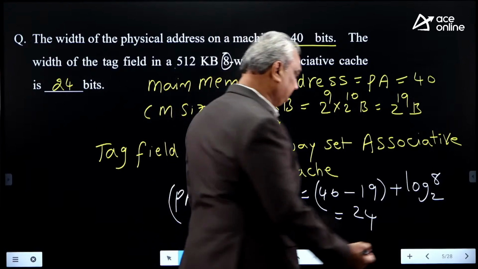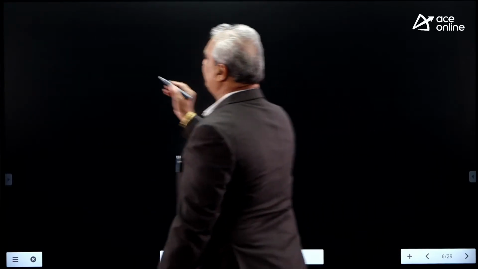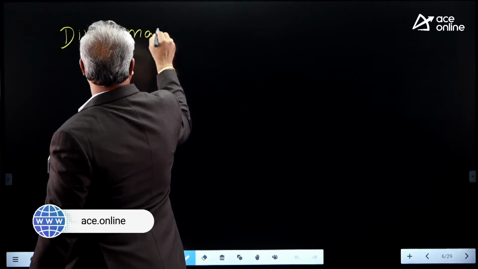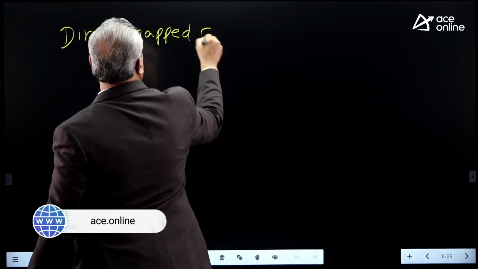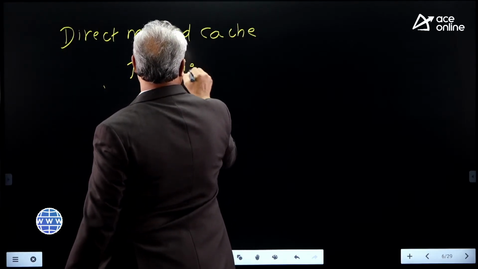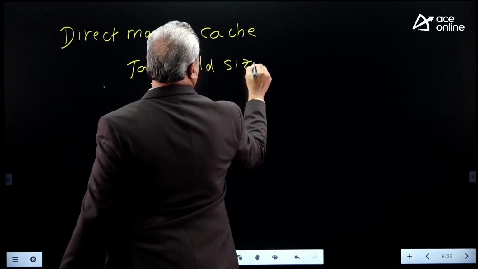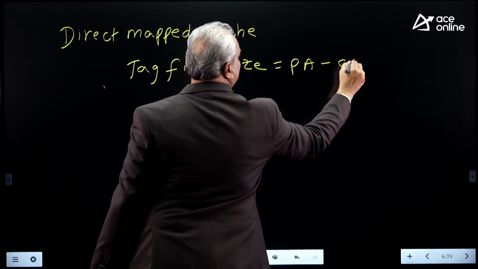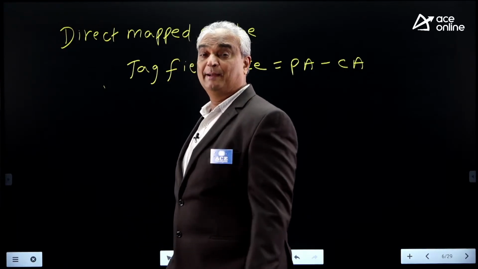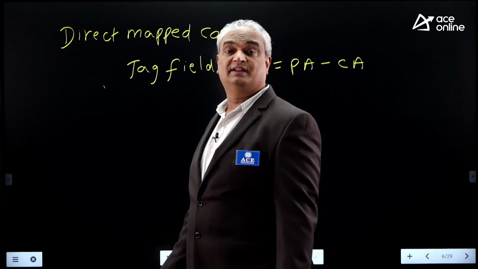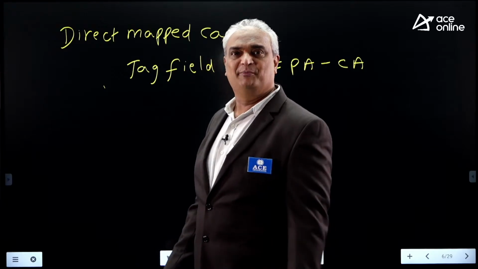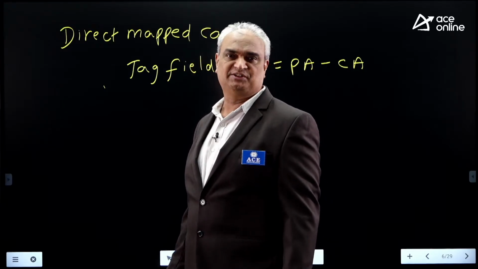Okay, next. Not only this, if it is a direct mapped cache, what is the tag field size? The tag field size is PA minus CA. What is PA? The number of bits required for addressing a word from main memory. CA is the number of bits required for addressing a word from cache memory.